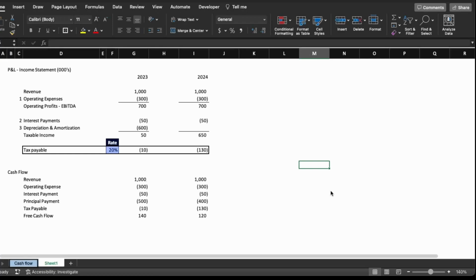Today we're going to see what Tax Shield is and how it can help your project to boost its profitability or a company to improve its value.